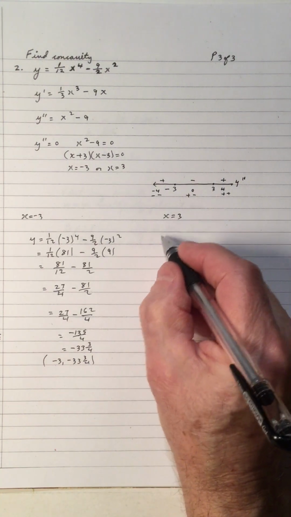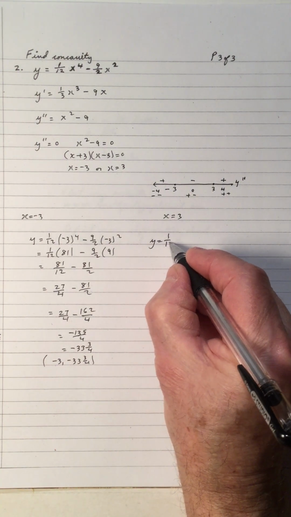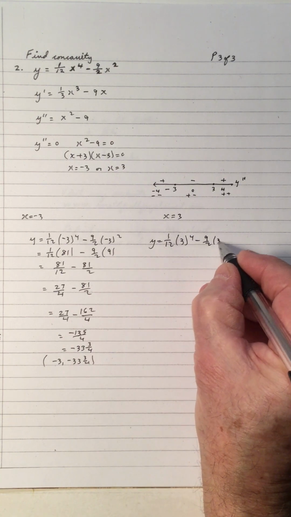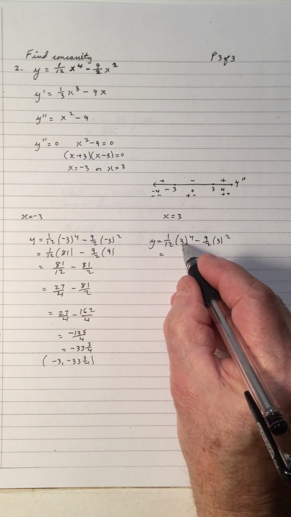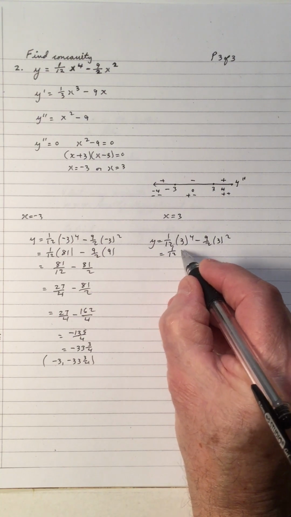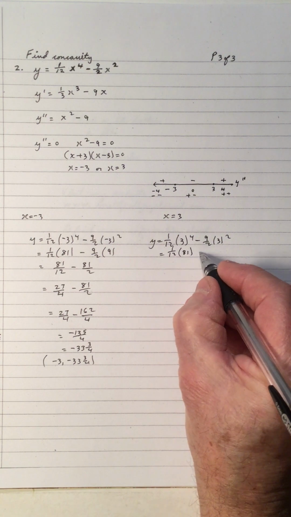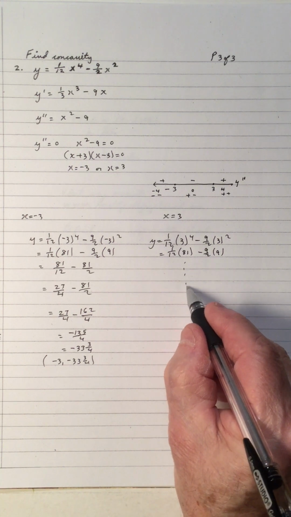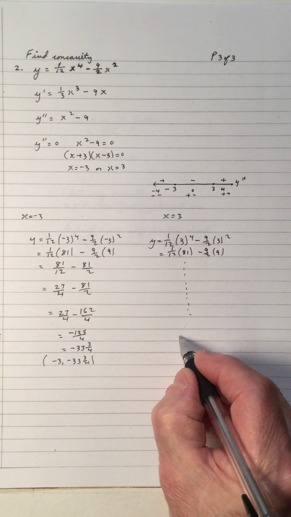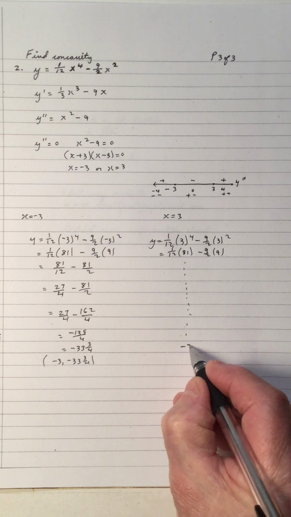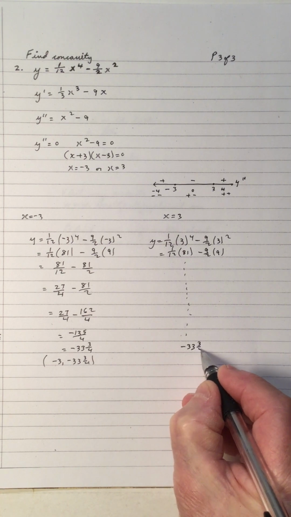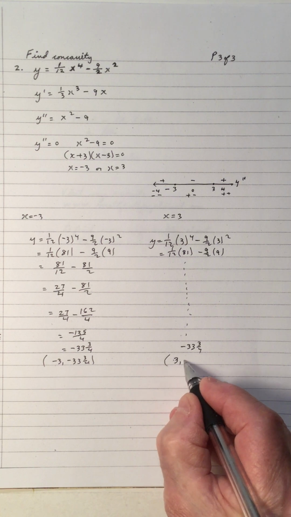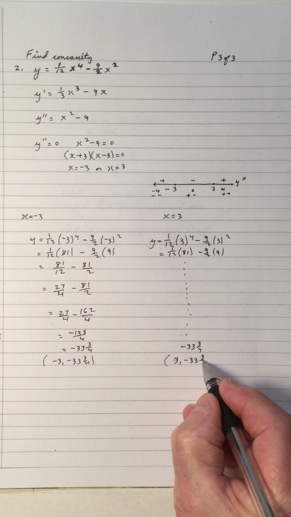So what about if we put 3 in here? So y equals 1/12, 3 to the 4th minus 9 over 2, 3 squared. Notice that 3 to the 4th is also 81, and 3 squared is also 9. So this is the same coming down through here. So this is going to end up to be the same answer as negative 33 3/4. So at this point of concavity, x is 3, we get a negative 33 3/4.